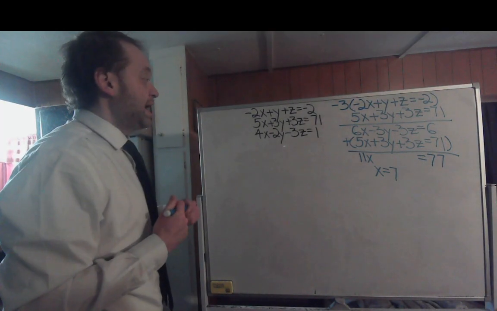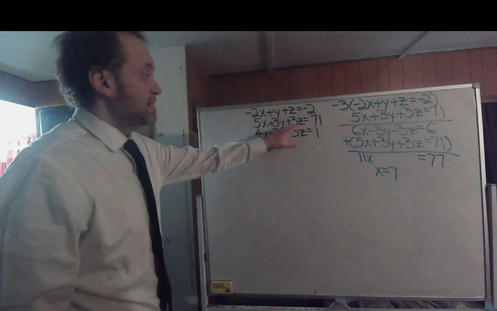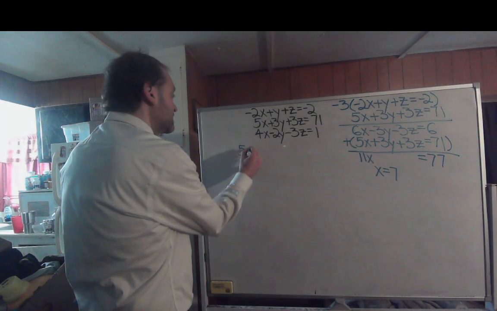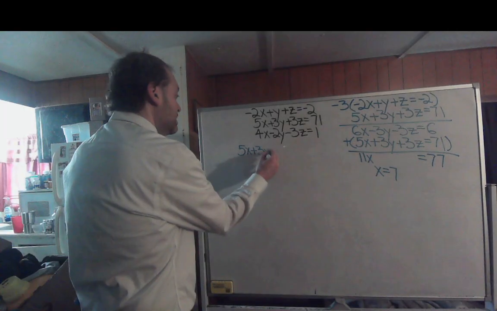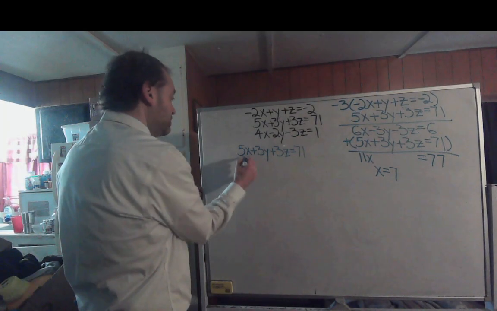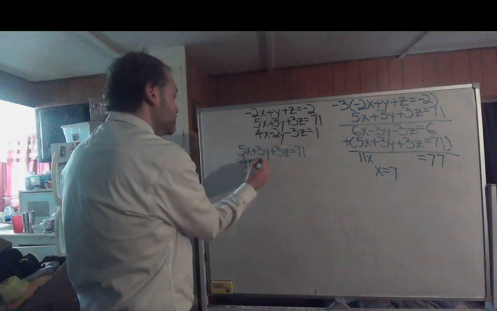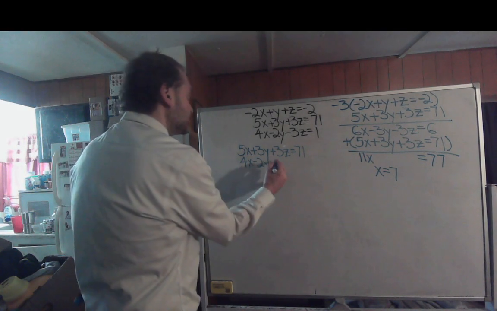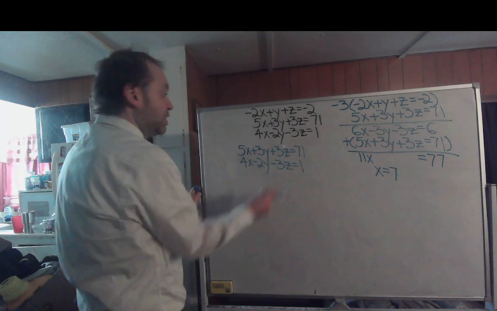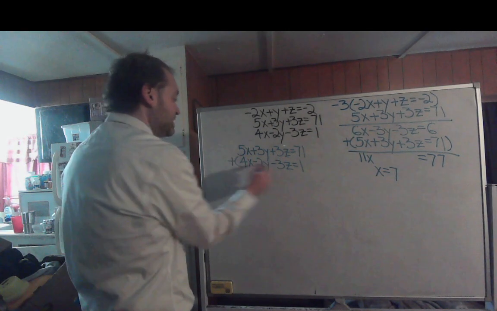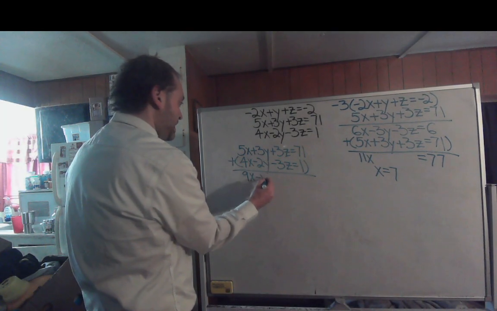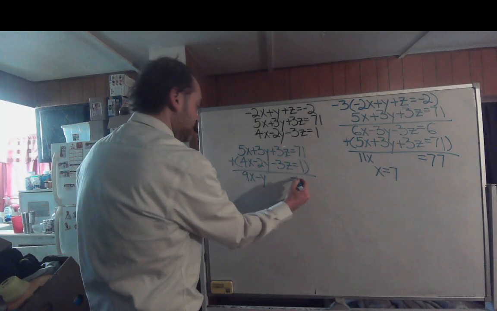Now, why don't we add the second and third equation together to eliminate the z variables? So add your 5x plus your 3y plus your 3z. Set that equal, of course, to 71. Then just straight up add your third equation to the second. 4x minus 2y minus 3z would equal 1. Well, notice your z's are going to go. If you add the second equation to the first, you end up with 9x minus y would equal 72.